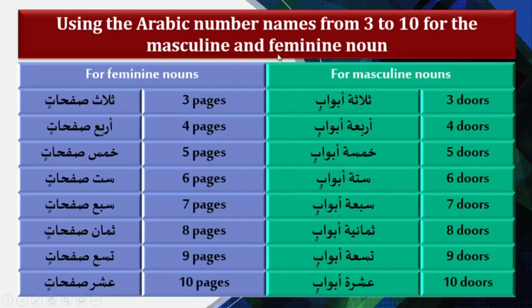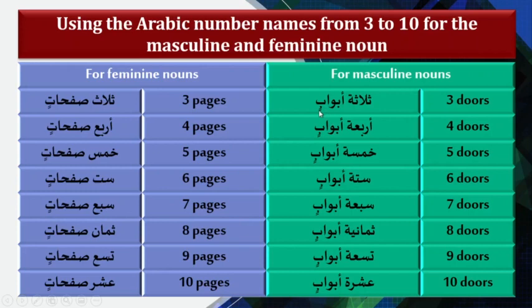So friends, I have given here the examples from 3 to 10 for masculine nouns and feminine nouns. So here 3 doors, 4, 5, 6, 7, 8, 9, 10, and in Arabic it will be pronounced like salasatu abwab, arba'atu, khamsatu, sittatu, sab'atu, thamaniyatu, tis'atu, asharatu. Here the noun will be plural form, as you can see here, abwabin.